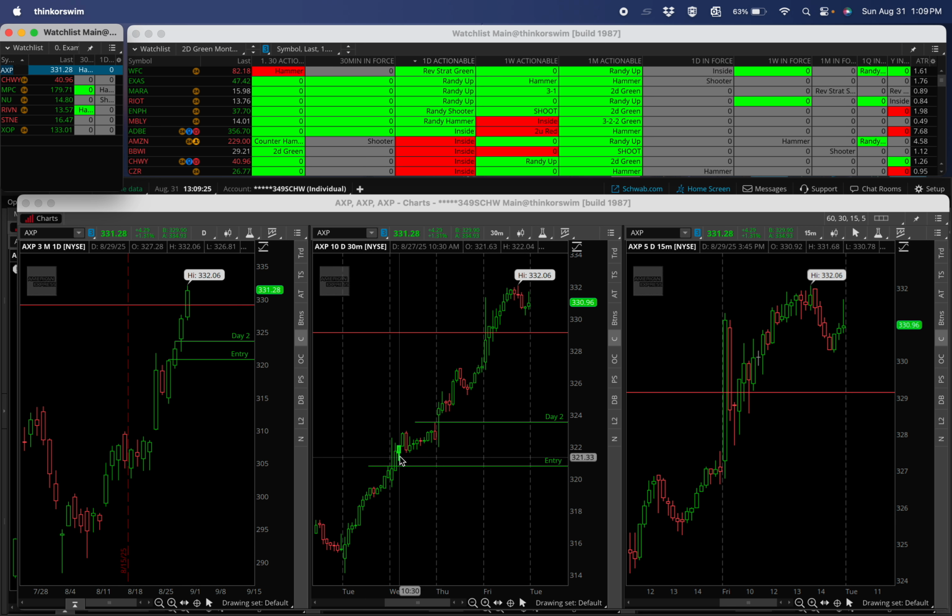And then it stayed solid all day, right? Closed relatively near the highs. Nothing too aggressive, but no harsh selling either. So here's all the 30-minute candles just slowly working their way up, closing the day right up in here.